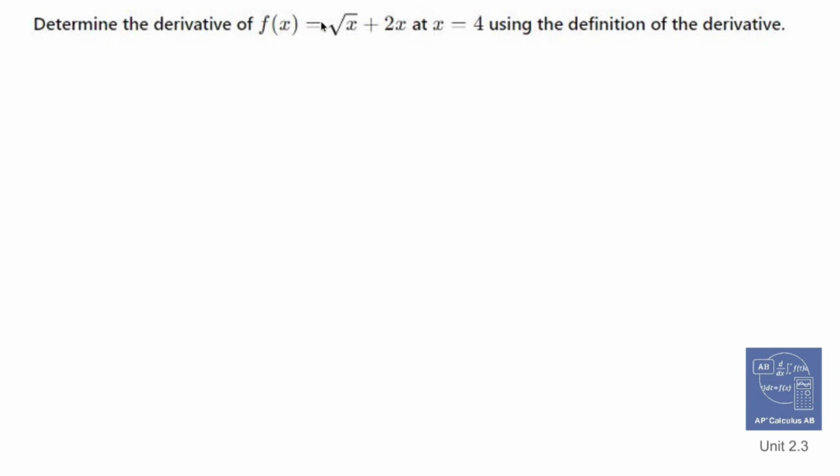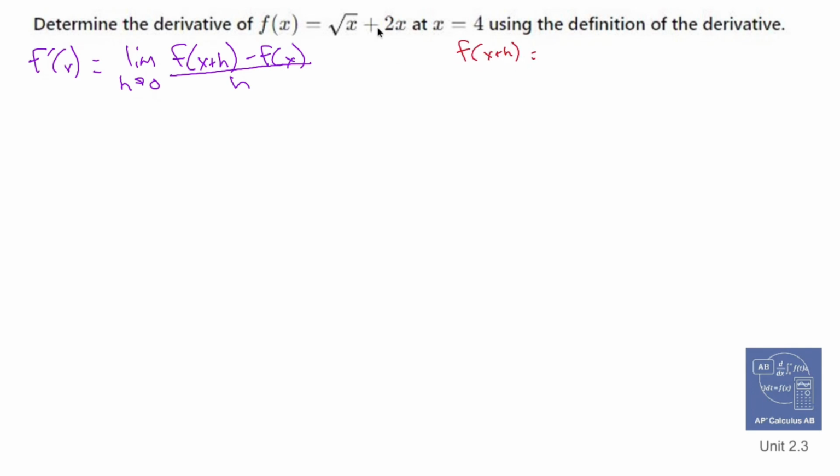Determine the derivative of f of x equals root x plus 2x at x equals 4 using the definition of the derivative. All right. Well, first off, we'll call this f prime of x, okay? And the definition of the derivative says that if you have the limit as h approaches 0, you're going to take that limit of f of x plus h minus f of x all over h. So what we really need to do is find out what f of x plus h is, right? And we do that by replacing every x with x plus h.